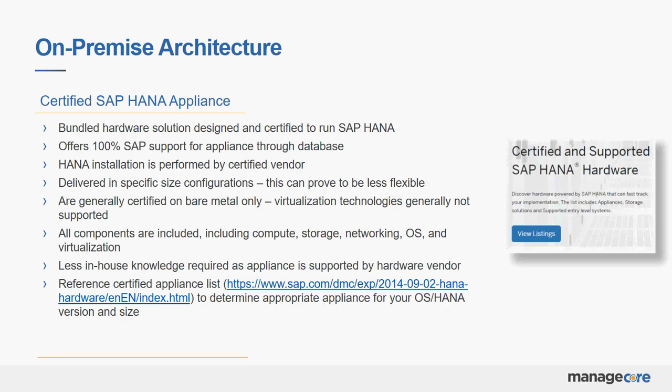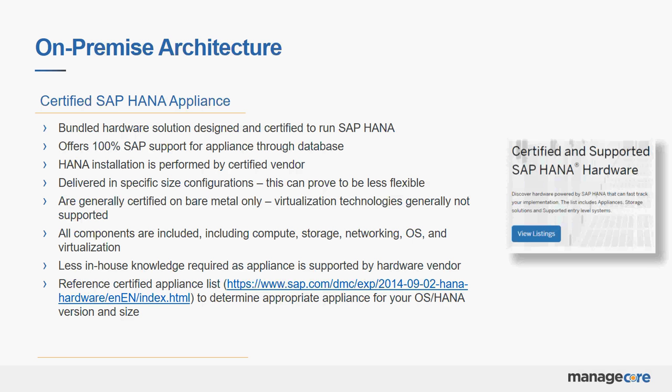They are delivered in specific size configurations. So at times it could be less flexible. If you buy a 256 appliance versus a 512 versus a 1 terabyte, those appliances are limited to the amount of space they have on there. So you really have to take that into consideration when you purchase appliances.